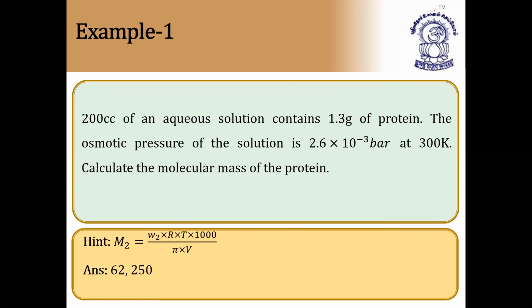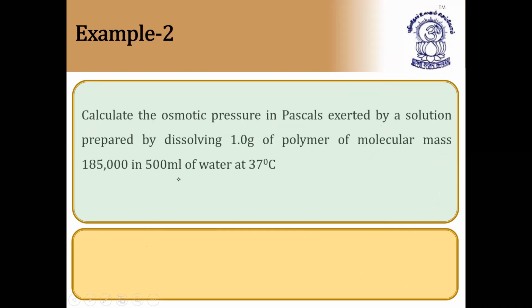Next question. Calculate the osmotic pressure in pascals exerted by a solution prepared by dissolving 1 gram of polymer of molecular mass 1,85,000 in 500 ml of water at 37 degrees C. They are asking us to find osmotic pressure in pascals. So already you know 1 atmosphere is 10 to the power 5 pascals. First we'll find the osmotic pressure in atmospheres, then we'll convert them into pascals.